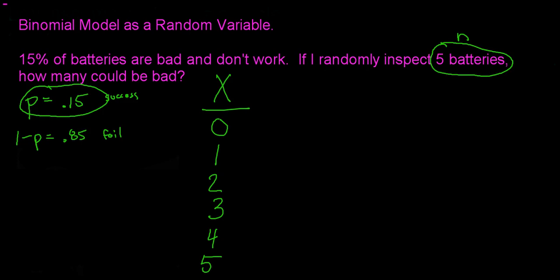And then you must be given a set number of trials. So I was given 5 batteries. But be careful, that actually means 6 things can happen because you've got to include 0 there as well. So 0 could be bad, 1, 2, 3, 4, 5. Now a true random variable also has probabilities connected to it, and that's where we need the binomial model.